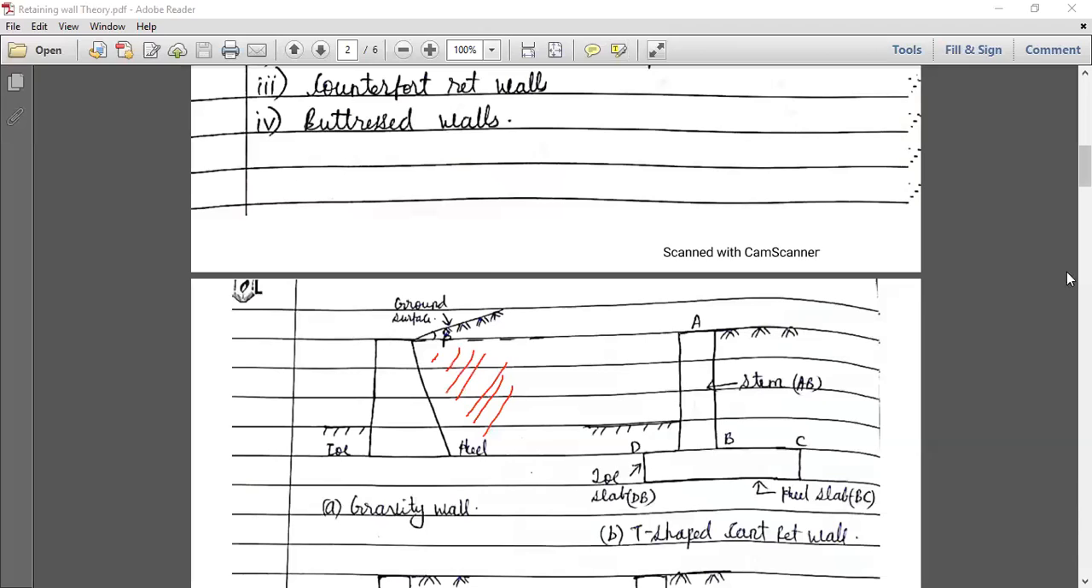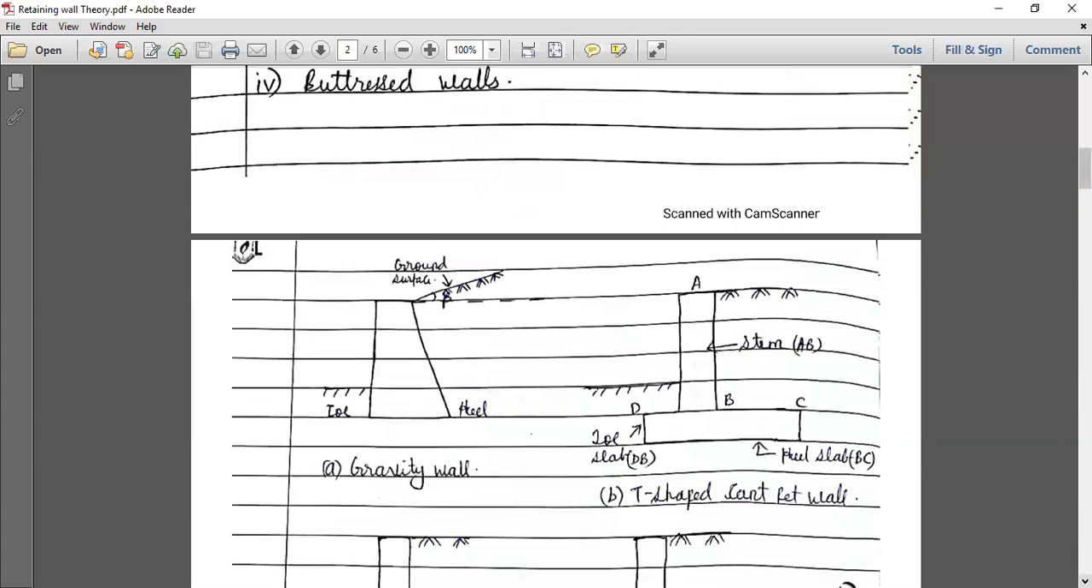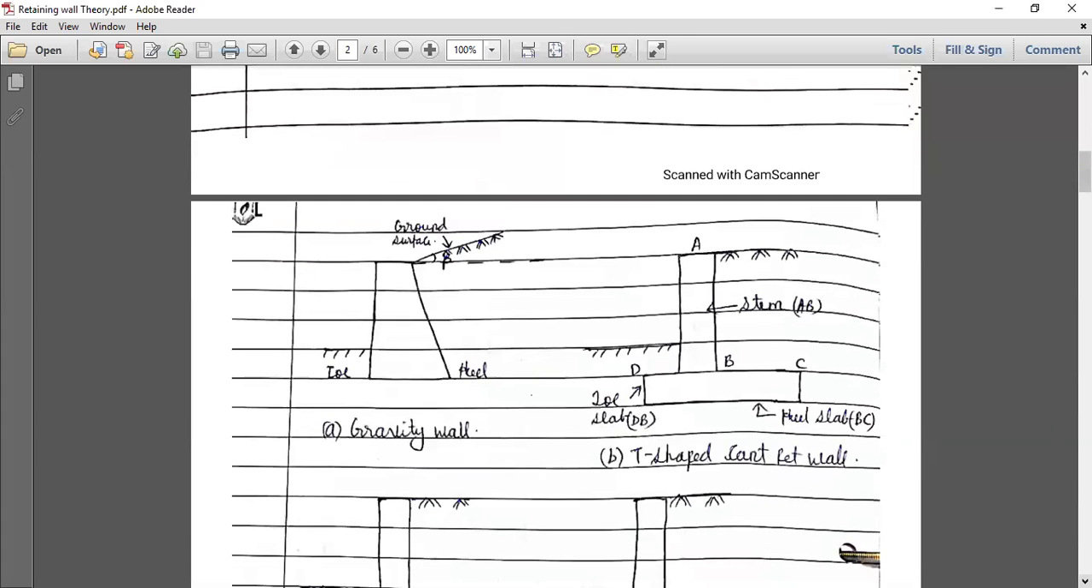This is the basic type, the gravity retaining wall, and then we have the cantilever retaining wall. This is the most important type, the cantilever retaining wall, whose design we are going to study. Here you can see the various terms in the cross section of a cantilever retaining wall. This is called the stem of the retaining wall. AB is called the stem.